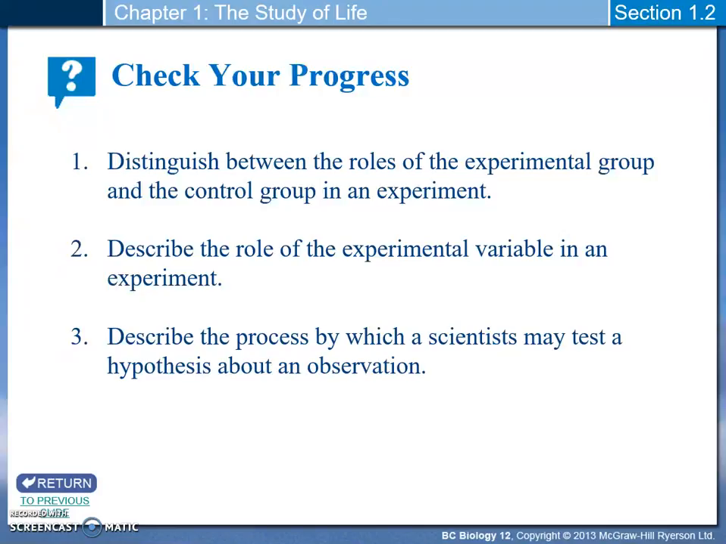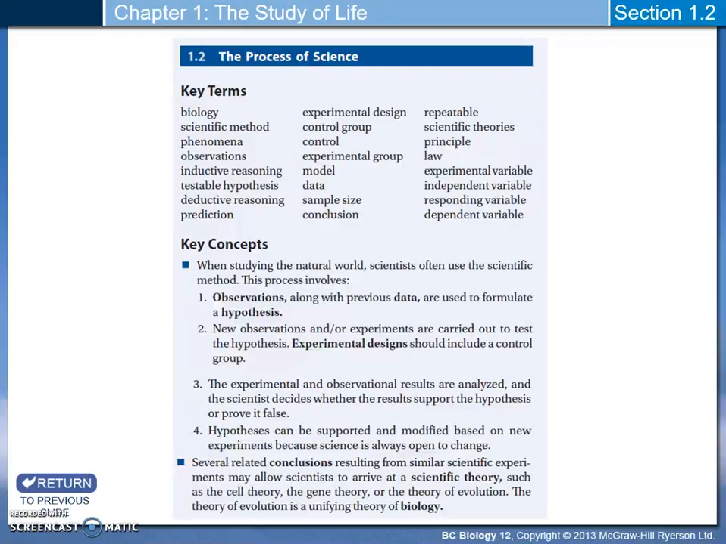And so that covers this first section of the course. What we've looked at is to distinguish between the roles of the experimental group and control group in an experiment, to describe the role of the experimental variable in an experiment, and the process by which scientists may test a hypothesis about an observation. And here are the key terms and concepts of the second part of this PowerPoint. If you wanted to take some notes from that, this is a good summary for you.